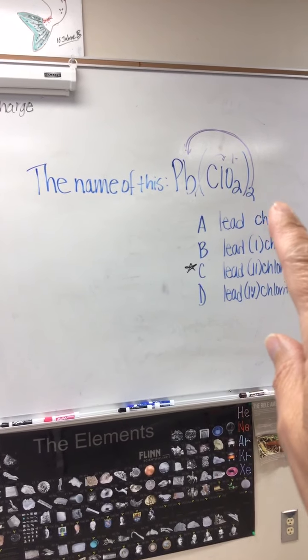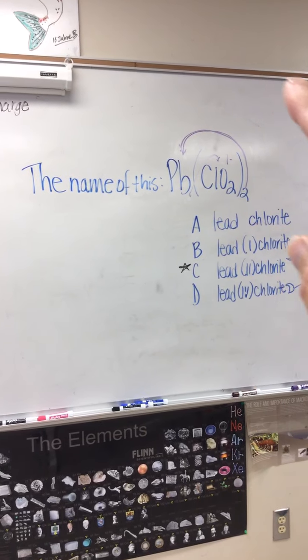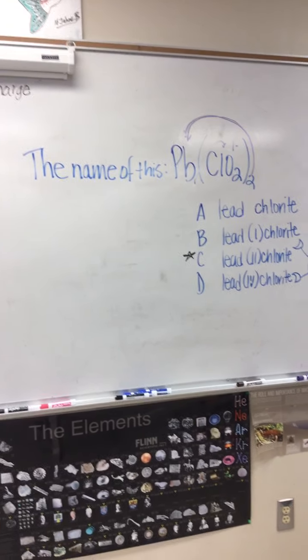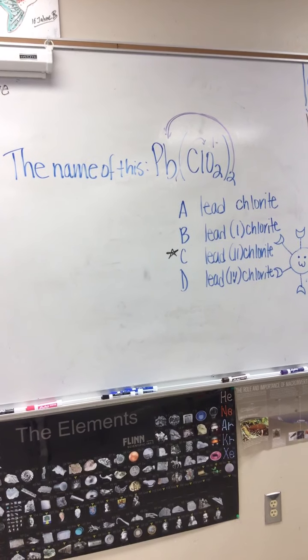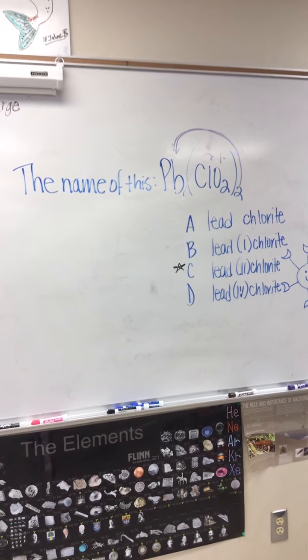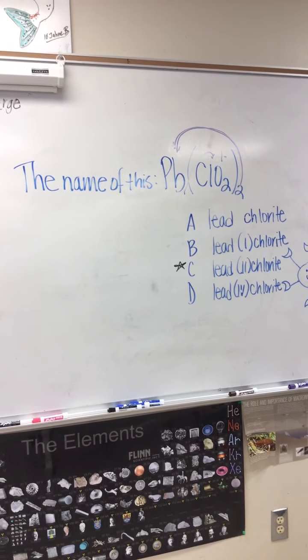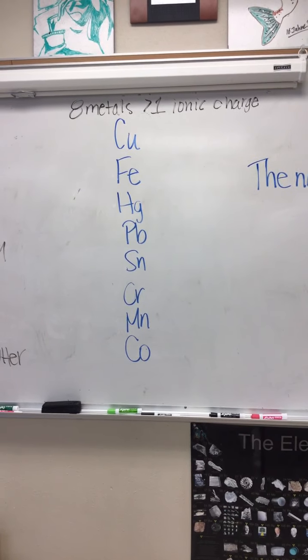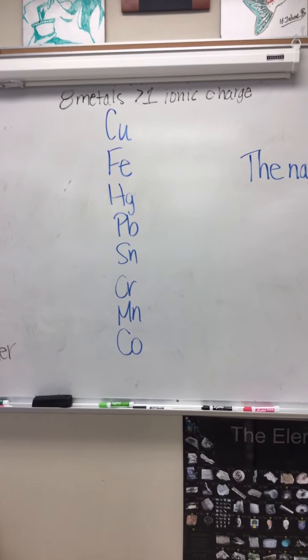And the best way to designate which lead this is to uncrisscross things. When you see that 2 following the chlorite group, you can uncrisscross it. It came from the lead. So this one is lead(II) chlorite. This was just kind of an example of what your test questions might look like. You do need to be able to memorize these 8 metals, okay?